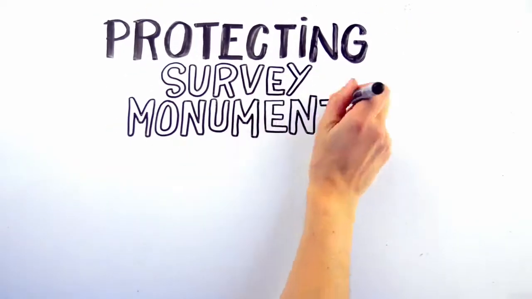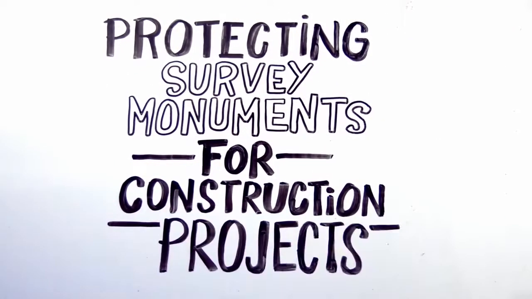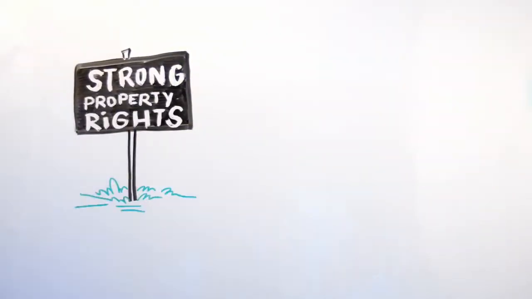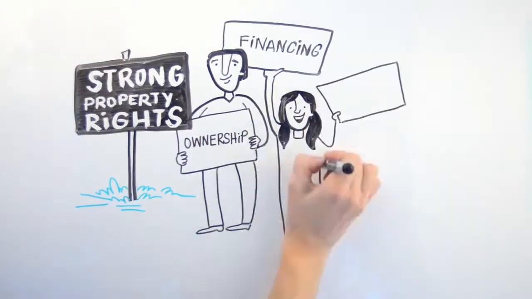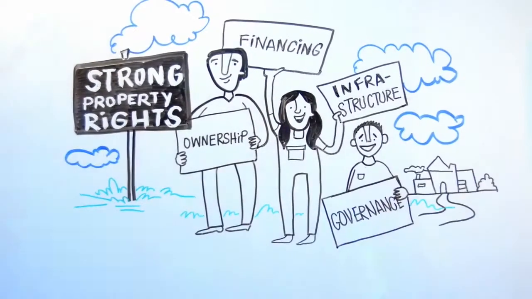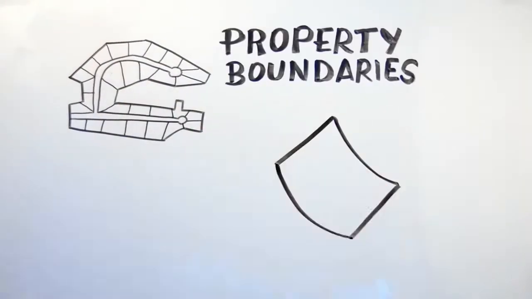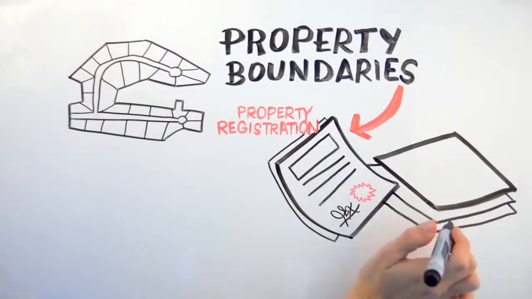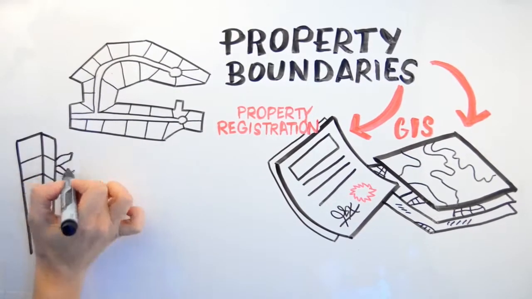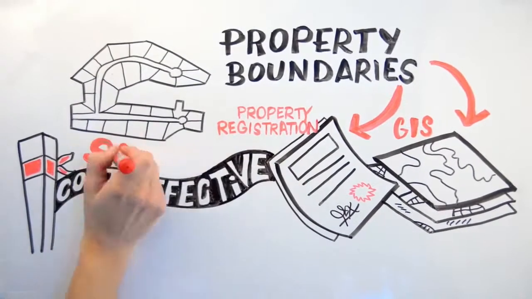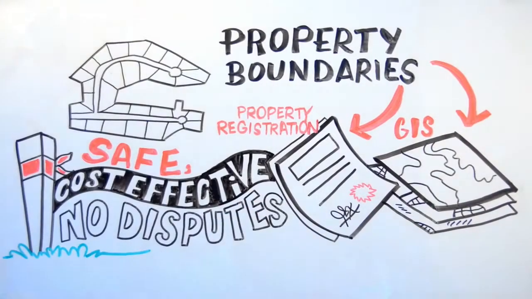Protecting survey monuments for construction projects. Society relies on a strong property rights system to ensure ownership, financing, infrastructure, and governance. Property boundaries exist in land registration and GIS databases. Boundaries on the ground are important for safe and cost-effective construction and for avoiding disputes.